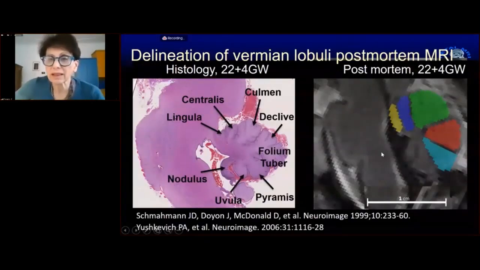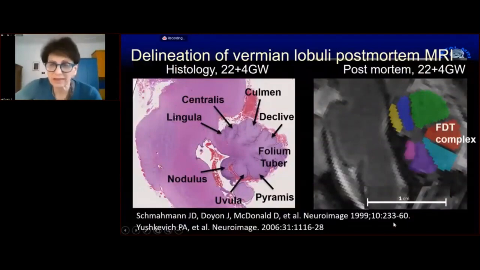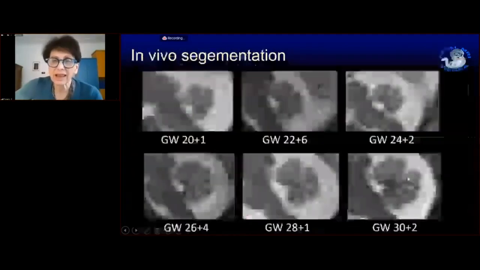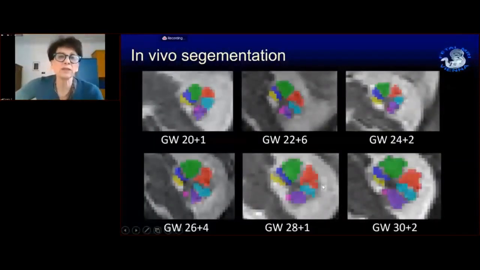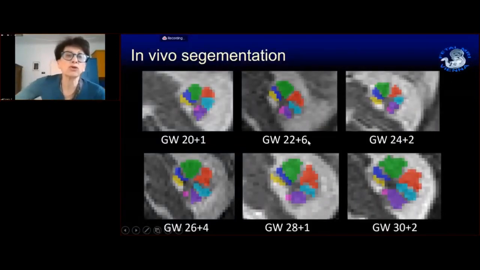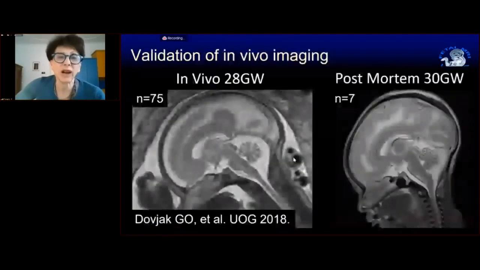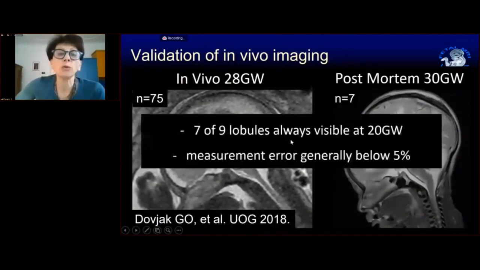And then we transferred our experience to living fetuses. And we saw that we also were able to do that segmentation in vivo, and we compared it with postmortem experience. What was found is that 7 of 9 lobules were almost always visible at gestation week 20, and the measurement error was generally below 5% between the living fetuses and the postmortem samples.